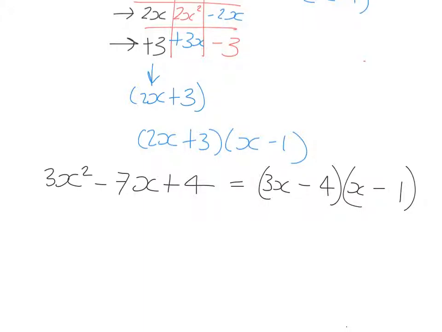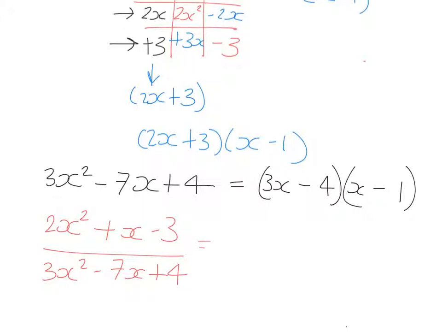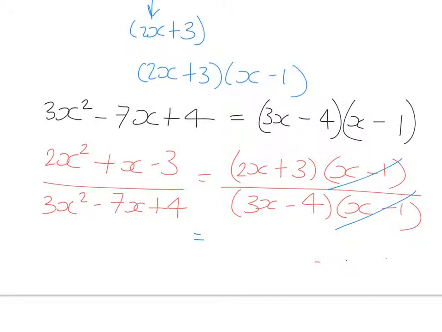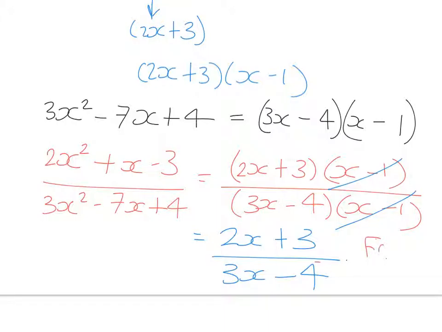So we can now write out the fraction 2x squared plus x minus 3 over 3x squared minus 7x plus 4 in its factorised form, 2x plus 3, x minus 1 over 3x minus 4, x minus 1. We can then cancel these common factors here, leaving us with our final answer of 2x plus 3 over 3x minus 4. And again, do not be tempted to try and cross out the x's or cancel the 2 and the negative 4 or anything like that. This is the final answer.